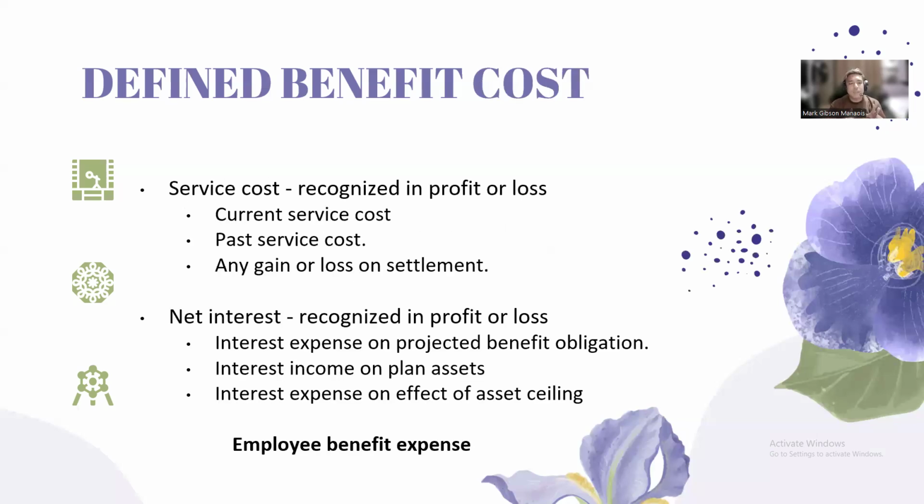So defined benefit costs. This includes service costs, which are recognized in the profit or loss. What are the different types of service costs? We have current service costs, past service costs, and any gains or losses on settlement. Net interest, which we're also going to recognize in profit or loss. These are the interest expense on projected benefit obligation, the interest income on plan assets, and the interest expense on effect of asset ceiling. So these are all booked under the employment benefit expense.